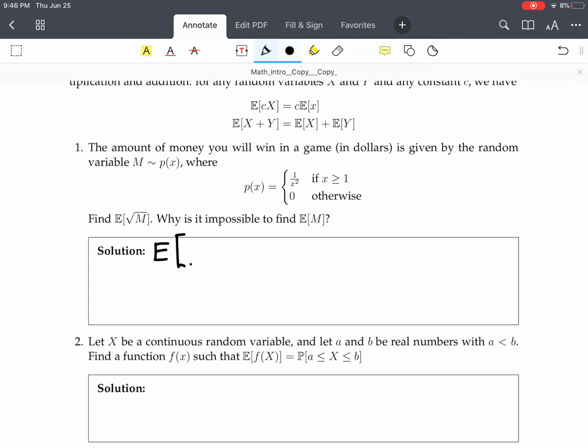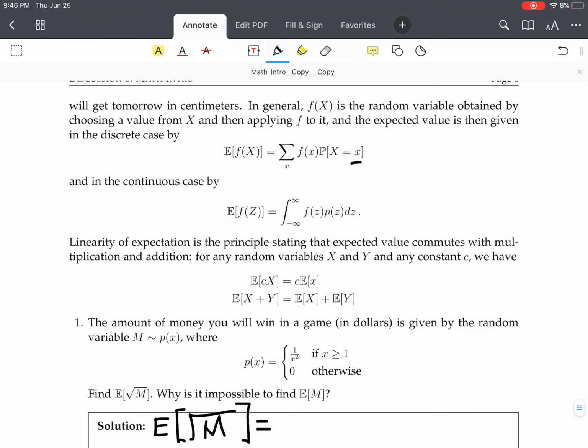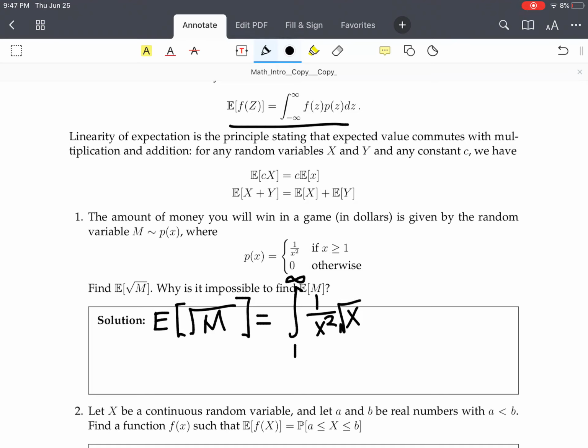So the expected value of the square root of m is equal to, and if we come up here, we're basically using the continuous version. So we can go ahead and put an integral. Basically, just like before, we know that everything less than 1 is 0, so we can omit that. Just put that there, and then that's 1 over x squared times the square root of x, remember, that's the equation, and then dx. Keep going.